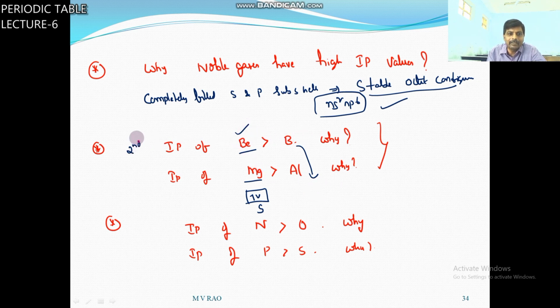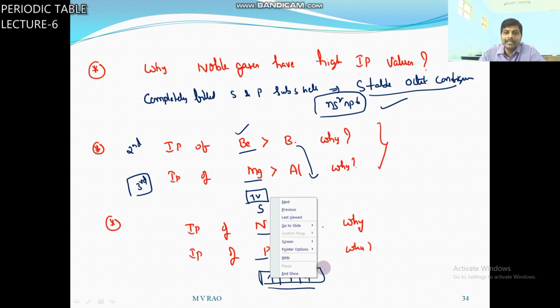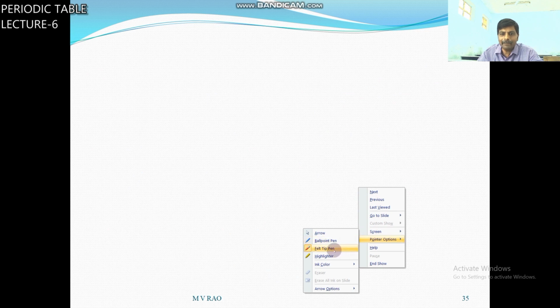It is related to the second period, and this is related to the third period. Same reason. Here in the nitrogen and phosphorus case, a half filled P subshell is there, which is more stable. So that's why they have more IP values. The nitrogen IP value is more than oxygen because of the half-filled P subshell.